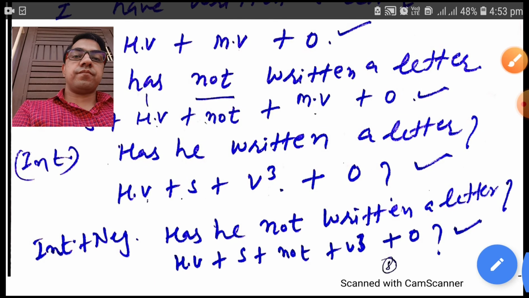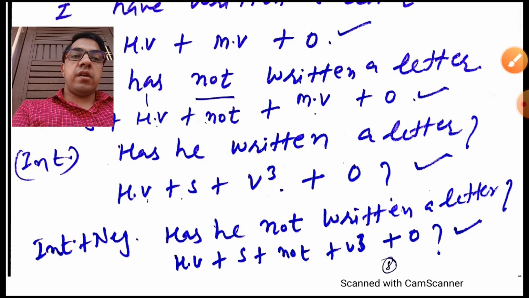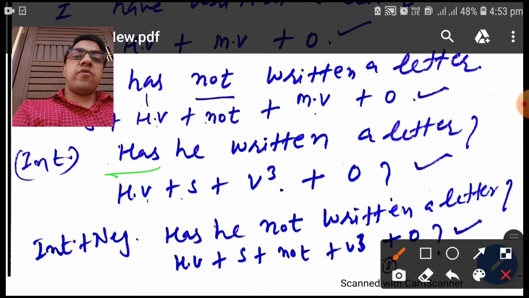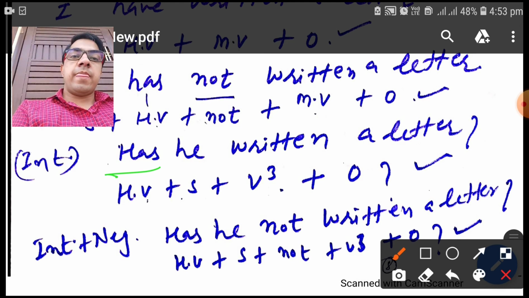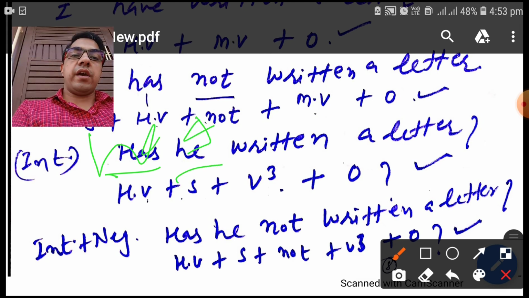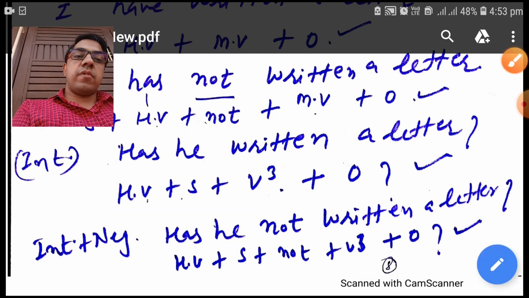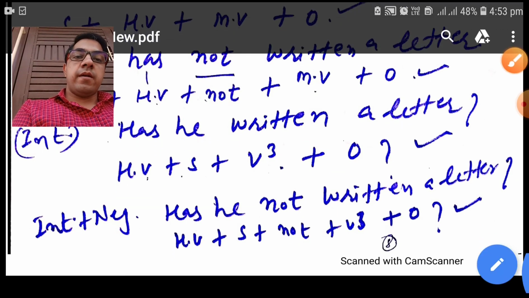Interrogative sentence. You know very well that an interrogative sentence starts with a helping verb or WH family. Has he written a letter? If I write I in place of he, then we should use have: Have I written a letter? Helping verb, subject, third form, object, and at the ending of the sentence we should mark the interrogative mark.